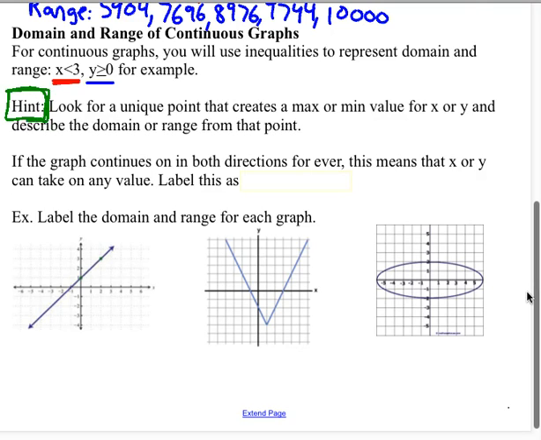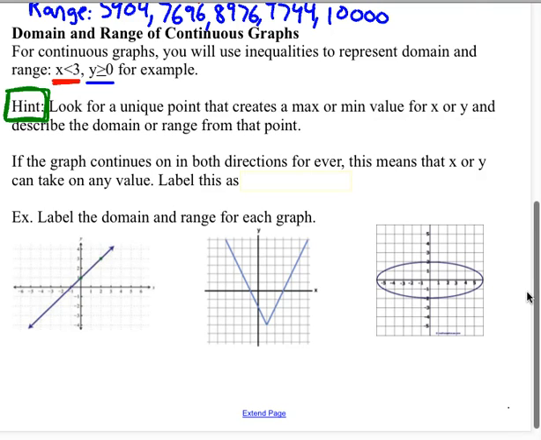That hint is, when you're looking at these graphs, look if there's any unique points. Look to see if there's any points that create kind of a minimum or a maximum. I'll get back to that idea in just a second when we get to the graphs, but that's going to be one of the keys. Look for those unique points that are creating boundaries for your graph.